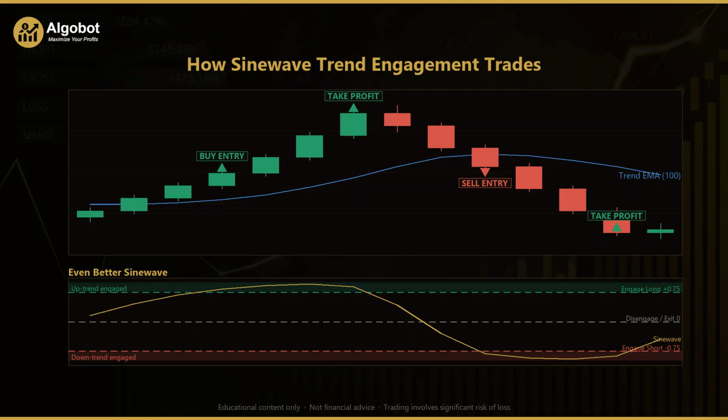So in one clean sequence, you've seen both halves of this strategy. A long that engaged when the wave saturated high with the trend filter agreeing, and a short that engaged when the wave saturated low. In both cases, the exit came from a volatility-based target, backed up by the wave's return through zero. That reward to risk of 1.5 to 1 and the ATR-based stops are what shape each trade's footprint.